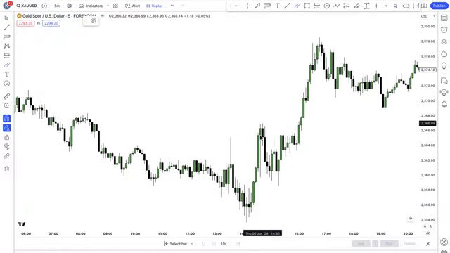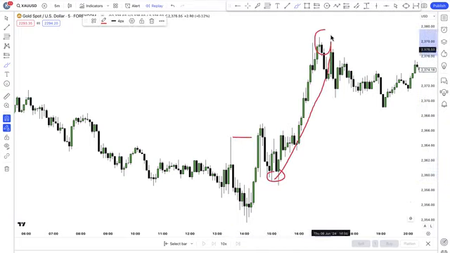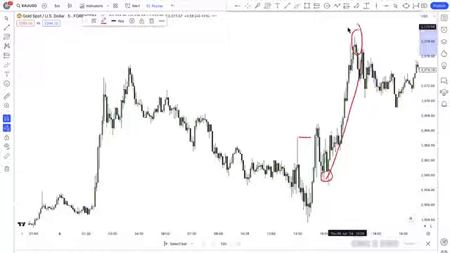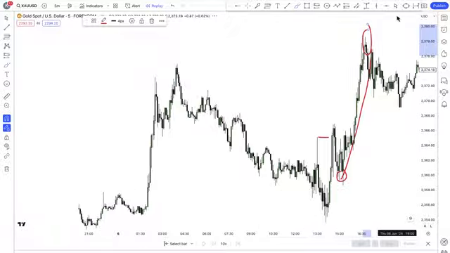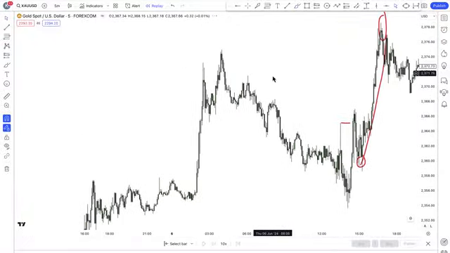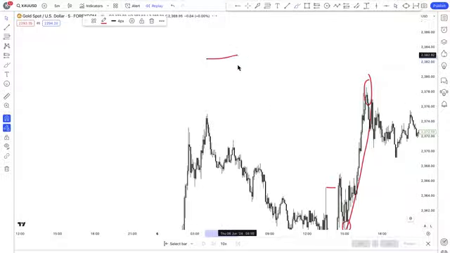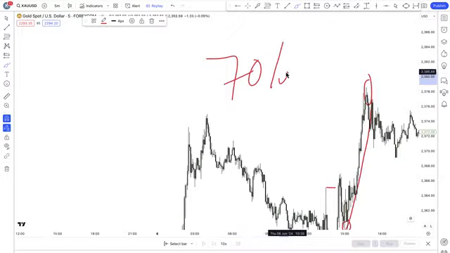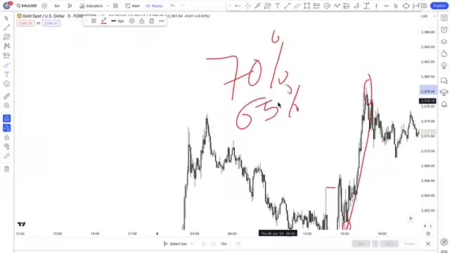See, shifting market structure coming in right here and then taking the trade, it moves. Every time you see price at a point of interest with a shifting market structure, guys, start rejoicing. That is where the money is. And I can tell you the win percentage is about 70%. At least it can be 65%. If you are very good with this and patient, you will make a lot of money in the market, guys.